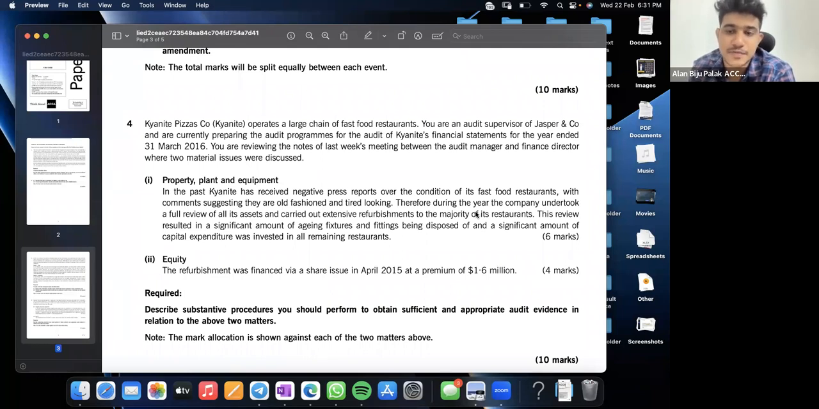Invested in some capital expenditure, which means capital. They have added some additions. So which means there is addition of assets and disposal of assets. So once after picking the particular thing in the scenario, it will be very easy to give the answer.